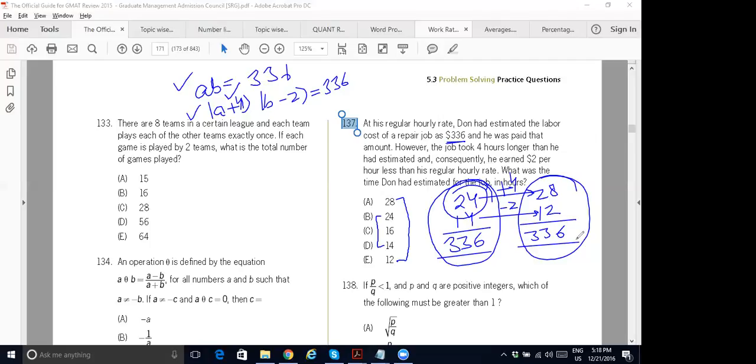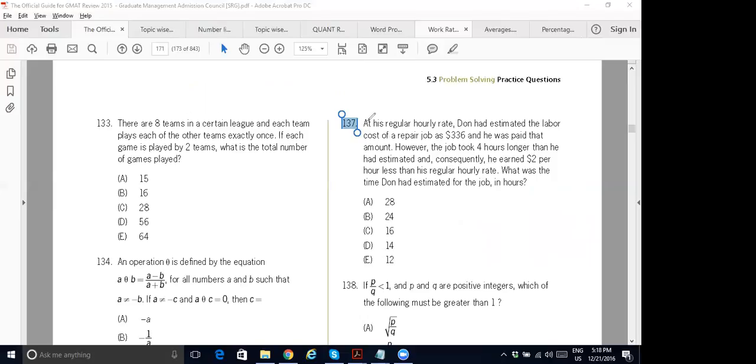Does this make sense? Okay. Questions like this. Now I'll show you another question, and you will see the difference between these questions. It's not that in every question we can use the same logic.